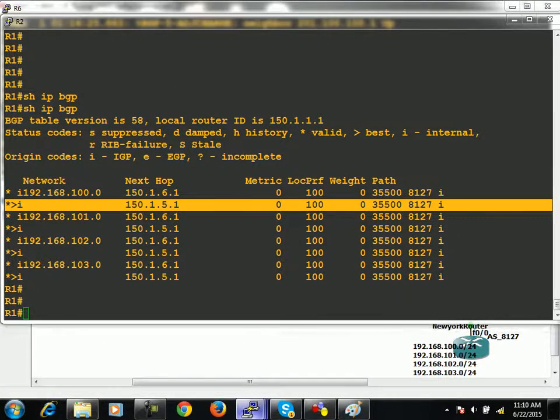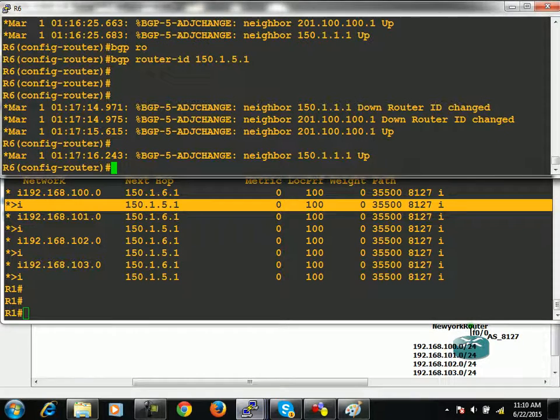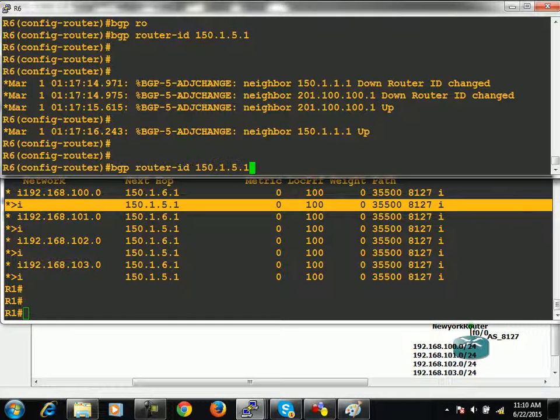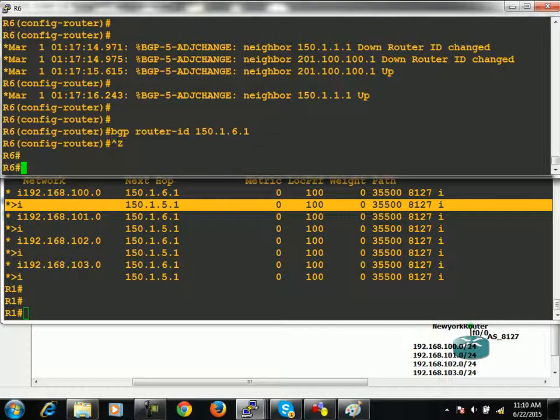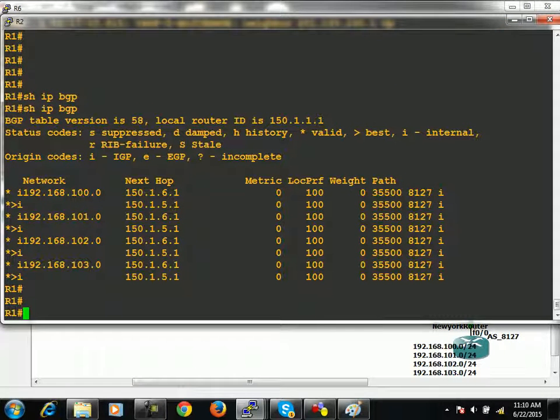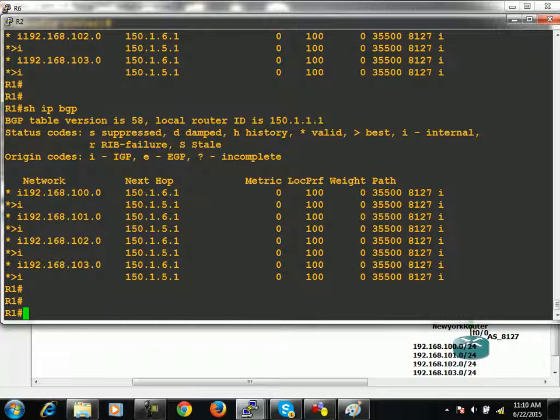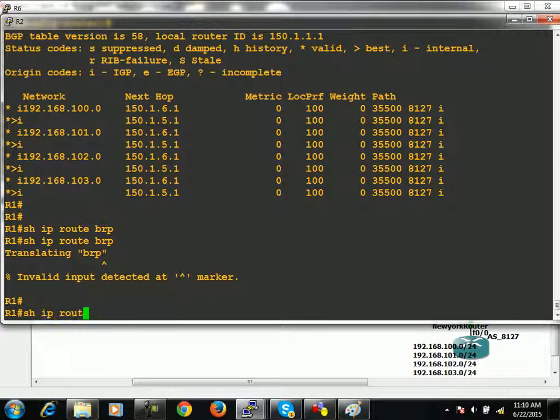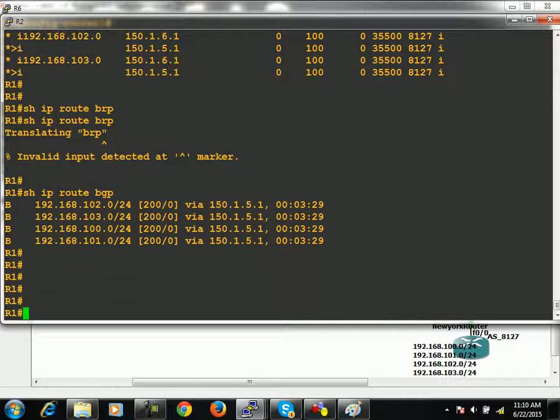However, let's do one thing. Let's change the router IDs now. Let's move on R6, and on R6 let's make it 6.1 itself, right? But again, you will see that based on router ID, again the best path for R1 will be via R5 only, for all prefixes. It means if you check its routing table, IP route BGP, see its best path is via R5.